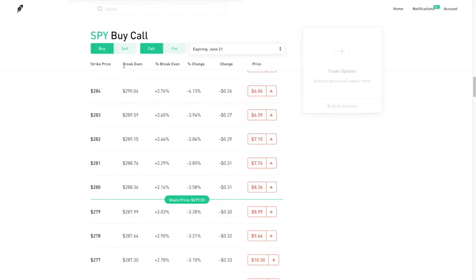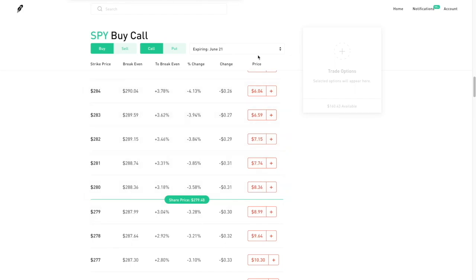The break-even price only matters if you're actually exercising the option. This is just the strike price plus the price of the option combined, which is the break-even price. So it doesn't really concern us too much. We're primarily focused on the strike price. Percent change is how much the option changed within the day. And then this is how much the option trade changed within the day in dollar form, so in pennies form.